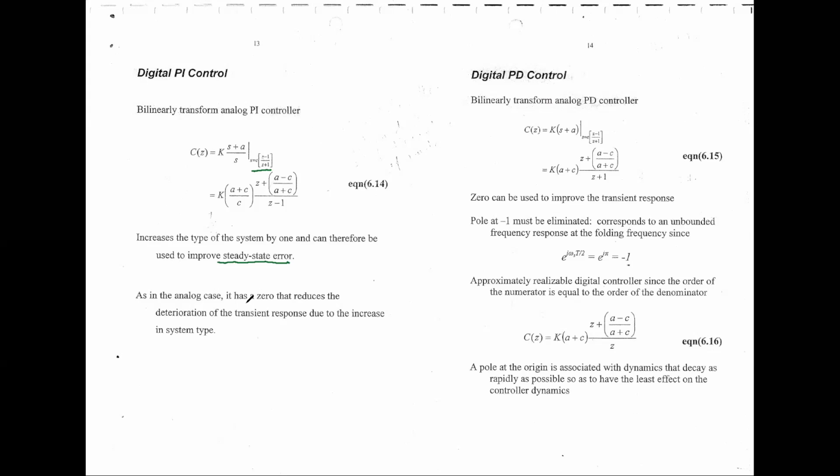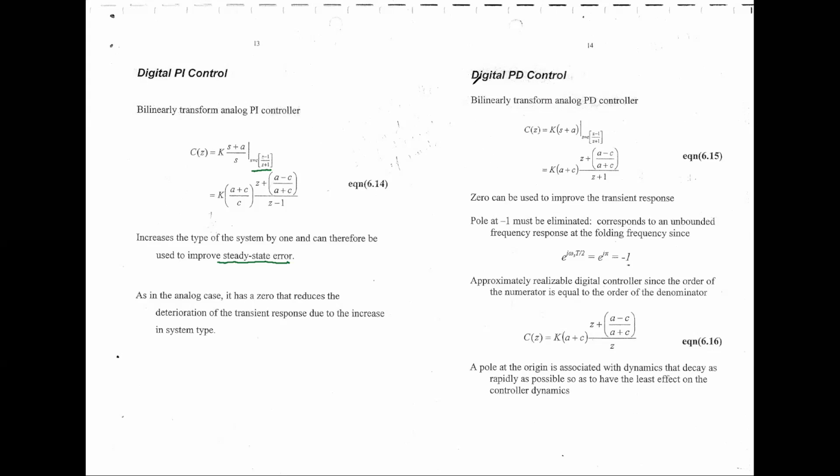As in the analog case, it has a 0 that reduces the deterioration of the transient response due to the increase in system type. So it has a 0 at minus I, because if you equate the numerator terms to 0, then we can obtain the zeros. There is a pole at 0 and there is a 0 at minus I.